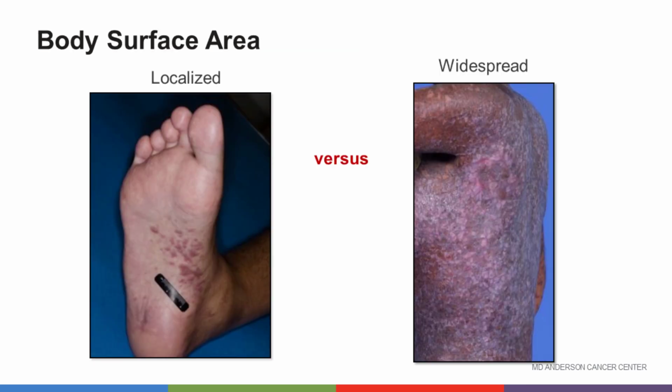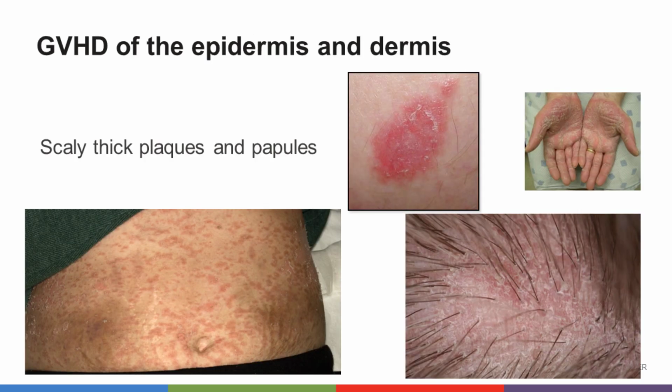And it can involve a very small area, and this patient on the left just had a few little papules on his foot, or it can be very widespread, and this patient on the right had very widespread lichen planus of the skin. You can also see other forms of chronic graft-versus-host disease in the skin that are less diagnostic and may require pathology or a biopsy to diagnose them.